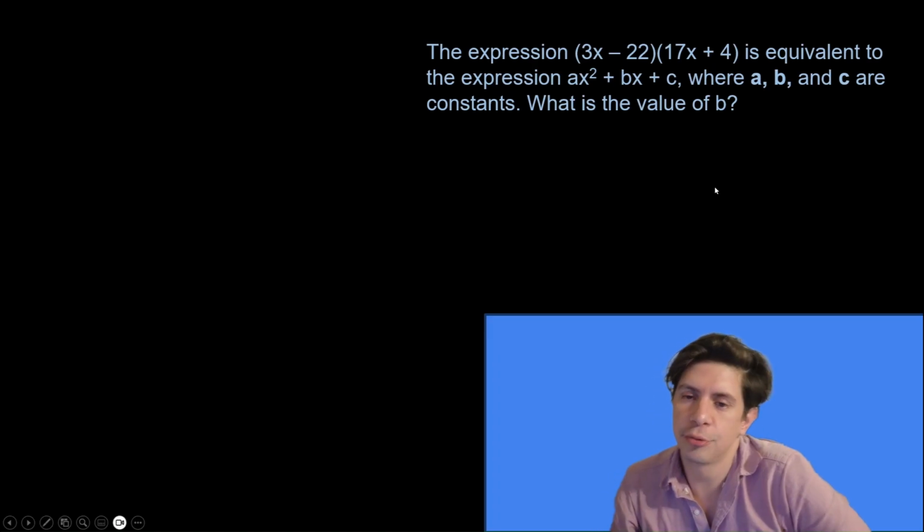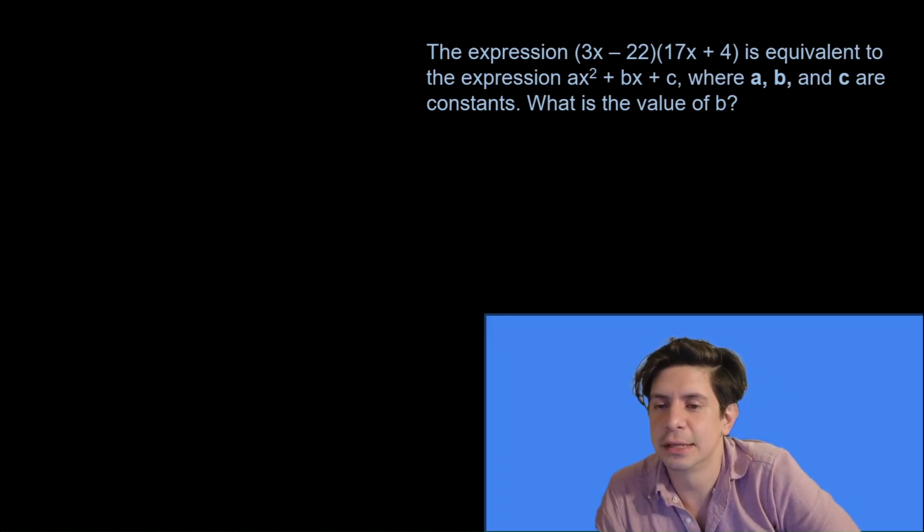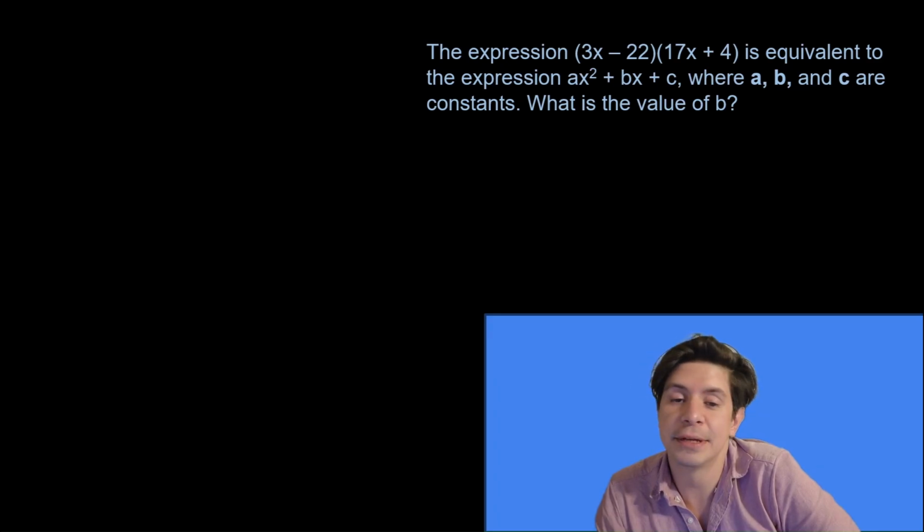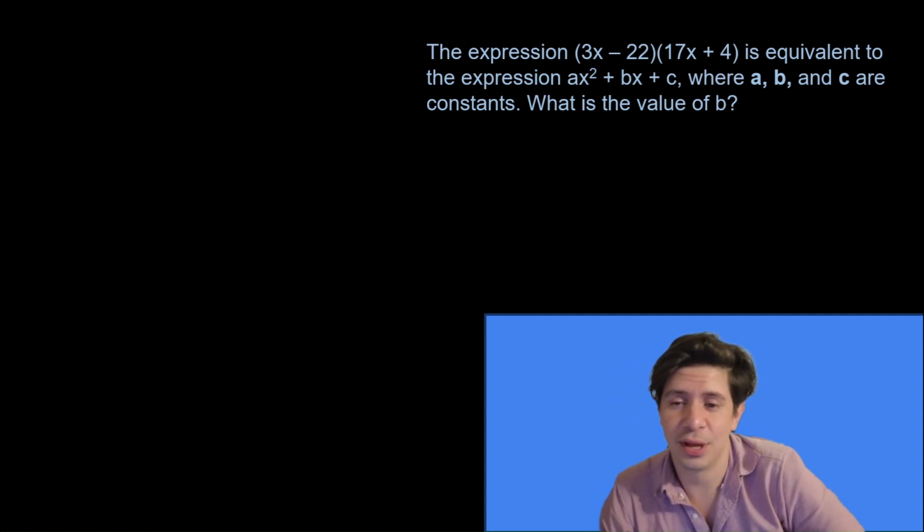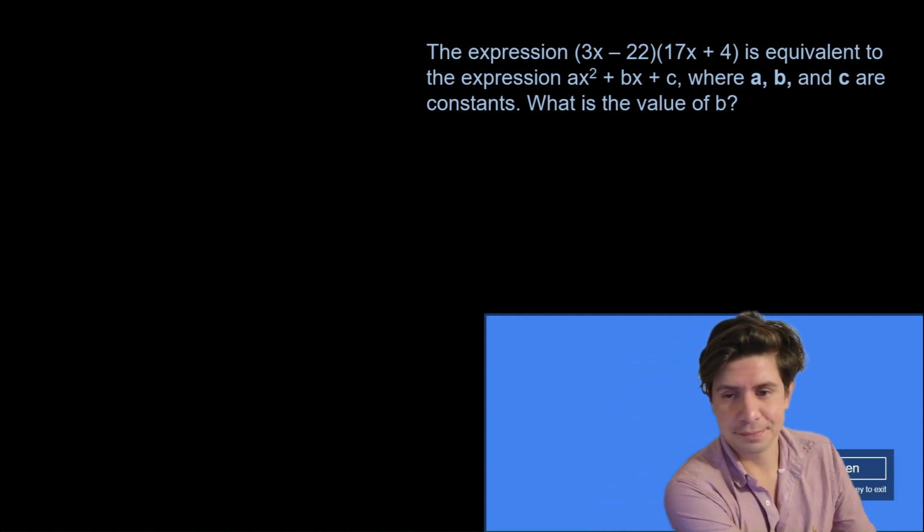The expression (3x minus 22)(17x plus 4) is equivalent to the expression ax squared plus bx plus c, where a, b, and c are constants. What is the value of b? This one's a classic. Let's just multiply them out, FOIL, and see what we get.